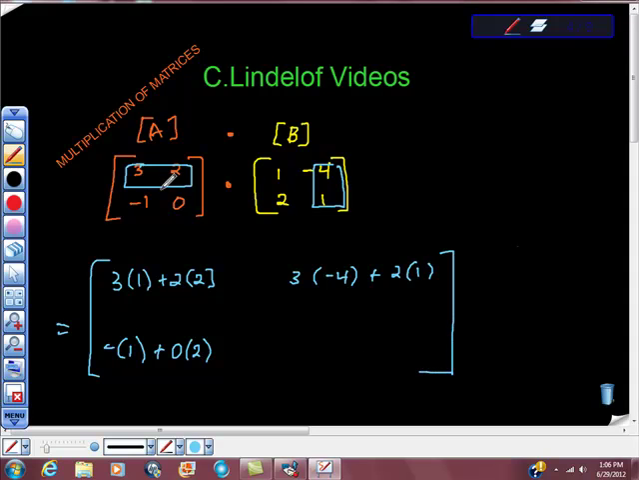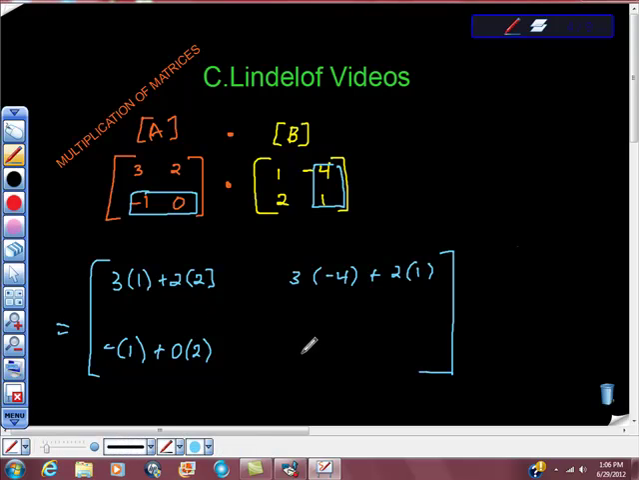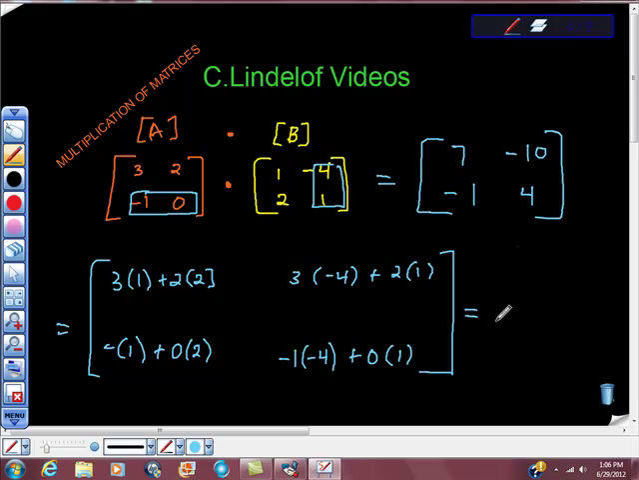Now we're going to do the same thing here, except second row by second column. That would look like negative 1 times negative 4 plus 0 times 1. And what we would finally get as our answer, when we did all this math, is 7, negative 1, negative 10, 4. This is called our resultant matrix. So I wanted to show you that. I'm going to do more of them.